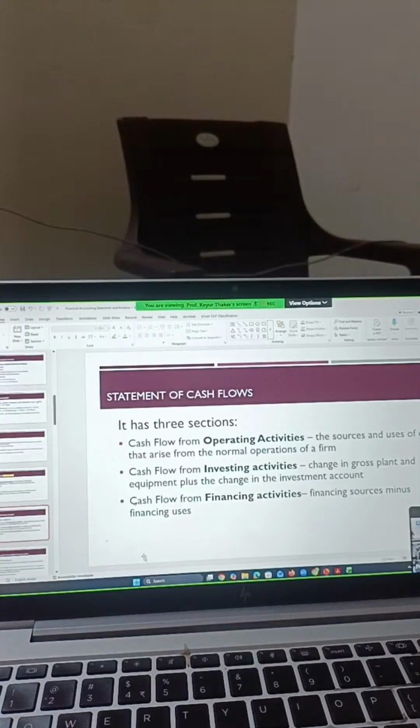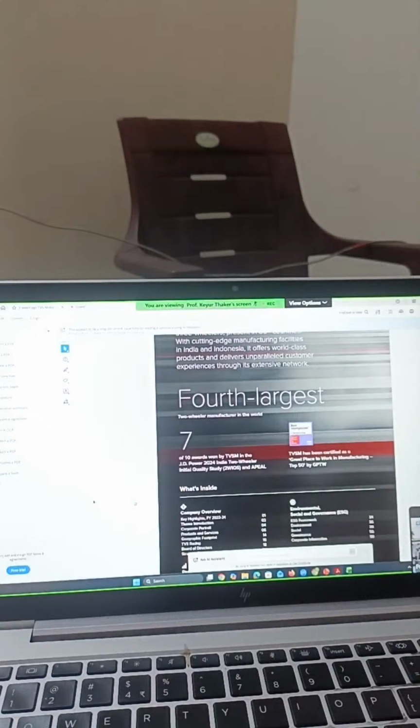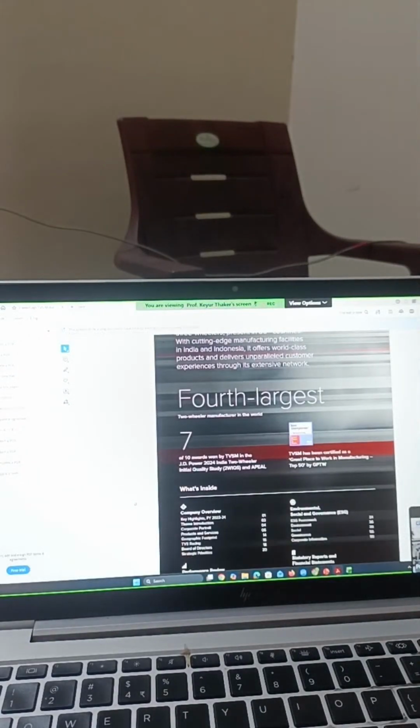Now let us try to understand the cash flow statement of a company. So I'll just open that balance sheet for you and we'll try to understand that cash flow statement in the TVS Motors balance sheet.